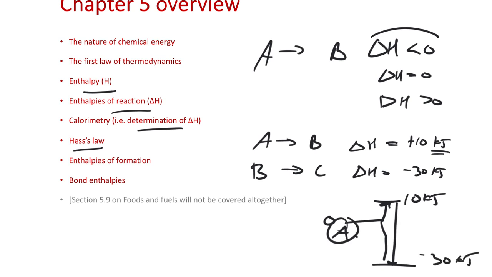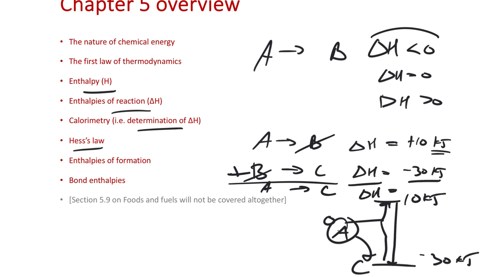And then for the A to C reaction, we should be able to add these two reactions up. If we add these up, the B cancels itself out, or the energy of B on both sides of the reaction cancels out. So our A to C should just be the sum of our delta H's. So the delta H here would sum up to be minus 20 kilojoules, just taking 10 minus 30. If A to B is up by 10, and B to C is down by 30, then A to C should be down by 20. And that's the basic idea of what Hess's law is.